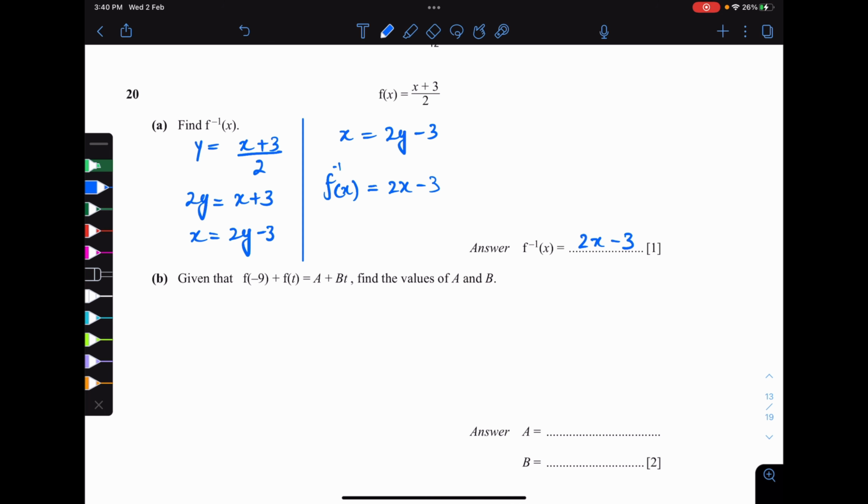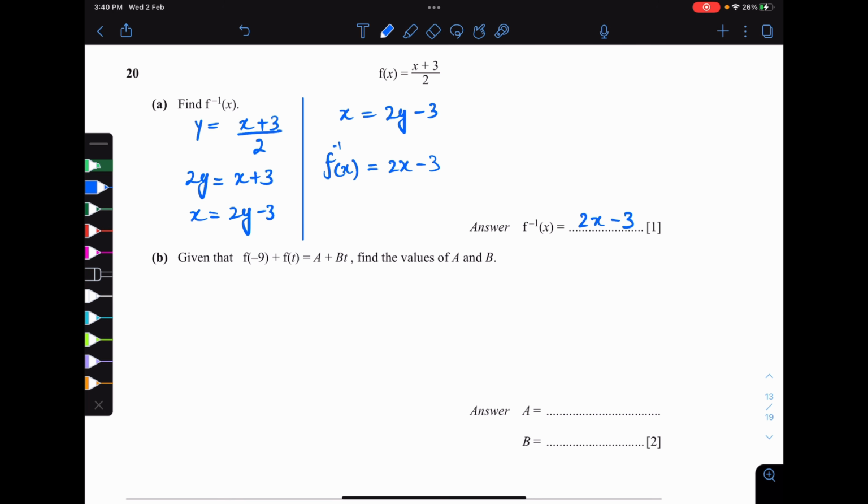Now, question number 20, part 2 is a bit tricky. I've always found a lot of my students struggling on this part. But if you stick to the basics, it's going to be really easy. So I'm going to explain this part in a little bit of detail so that you are all comfortable with the basic idea. In this part, the question says f of negative 9 plus f of t is equal to a plus bt. Now, I know that whenever you see an expression like this, you get really confused.